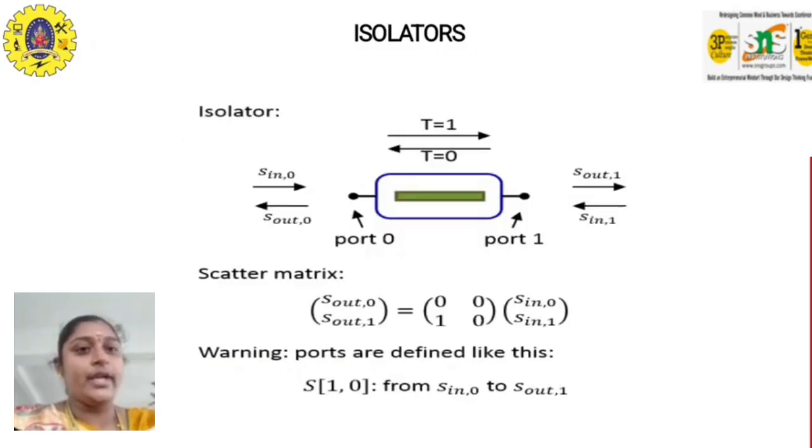Next, we see the isolator. An isolator is nothing but a waveguide device passing the wave in only one direction. In the reverse direction, there is no output from the waveguide. This is the S matrix of the isolator, S00, S01 and so on. This is a 2-port network, which is why we represent it by a 2 cross 2 matrix.